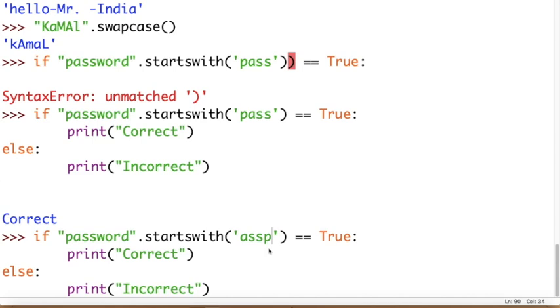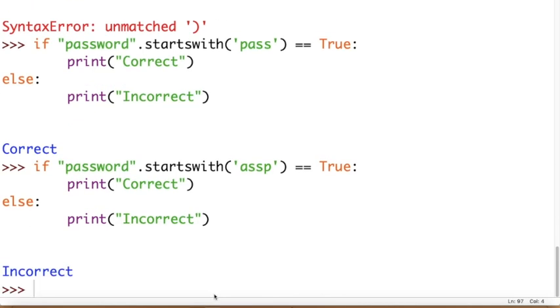So let us find out what is the output here. Let's compile the code. It is incorrect, right? Since ASSP is not the starting letters of the string password, right? So in this way you can check whether a given string is starting with a particular sequence of letters or not, right? Similar is the case with endswith. It checks whether a string is ending with a particular pattern of ending letters or not. So you can write the endswith function yourself; it acts similarly, right?